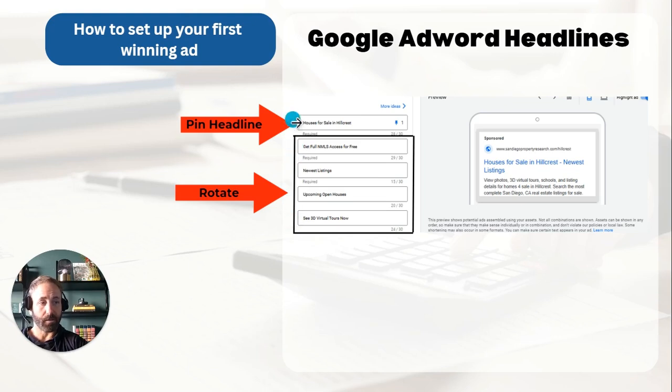So essentially you have 15 options. This one would be pinned, so it would always show this one. And then you'd have 14 rotating that would be more intriguing, trying to get people to click on certain things. And maybe see 3D virtual tours now is the winner. That would be what Google would continuously show as it is performing better for you, because Google wants their performance to be up, but also your performance as well.